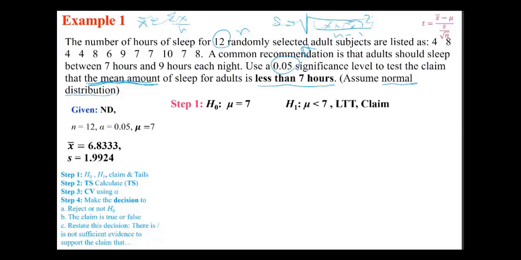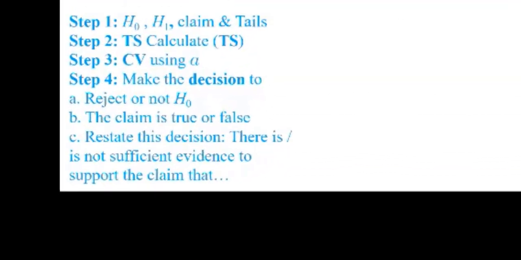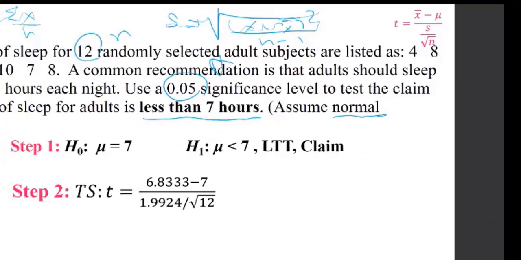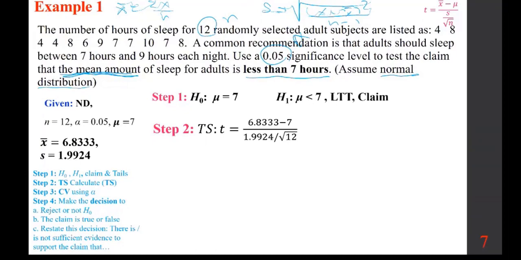Now, the next step is the calculation of the test statistic. Pay attention to the bottom left in blue. I have given you the steps. The first step is done. The second step, you have to use the test statistic. You use your formula sheet and plug in t is equal to x bar minus mu over s over square root of n. Everything is found. Plug in, calculate, negative 0.290.